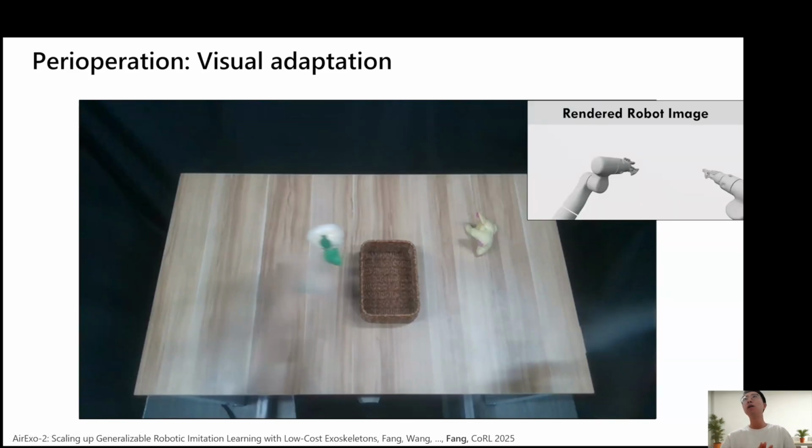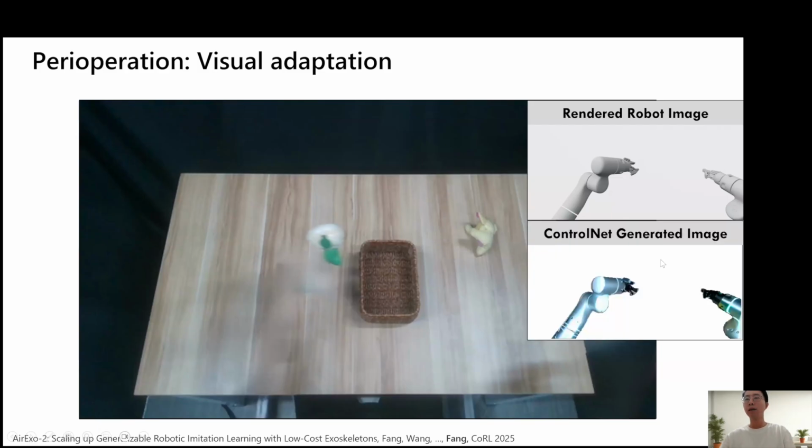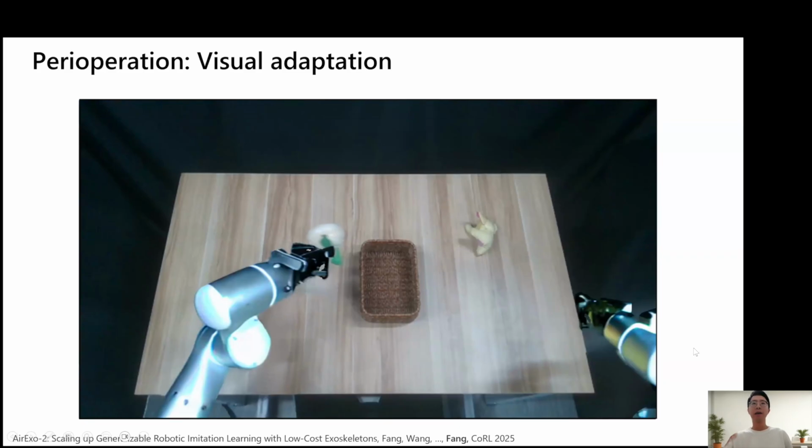And later, remember that we also recorded the robot joints using our exoskeleton, so we can render some robot images. But it's still not very realistic, right? So we train a ControlNet to generate realistic robot images based on the rendered robot images. And then we transpose these robots onto the background. And here is the process of how we get the images that can fool the policy and deploy for the real robot.